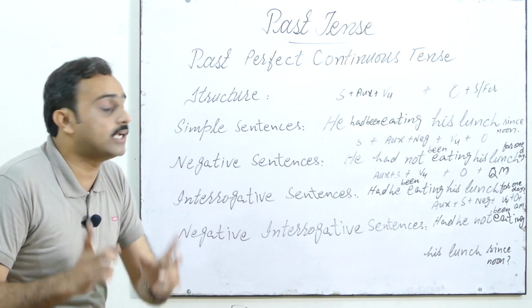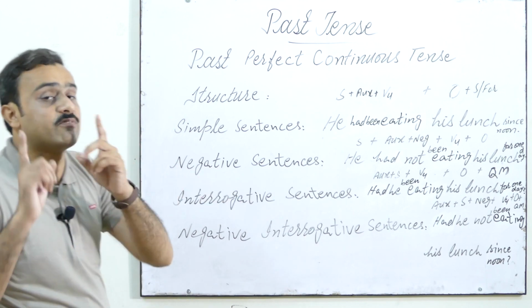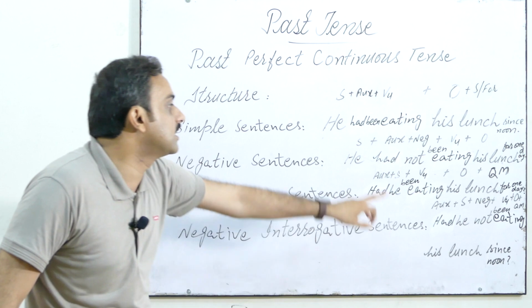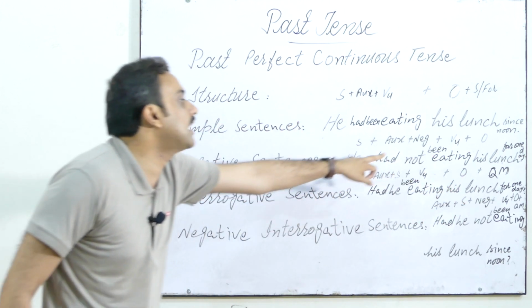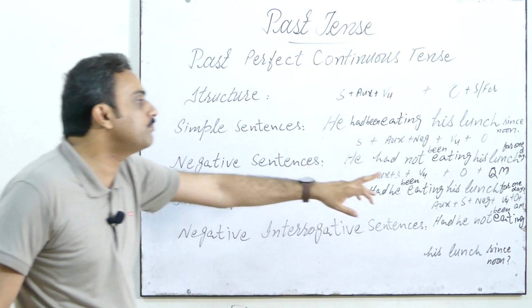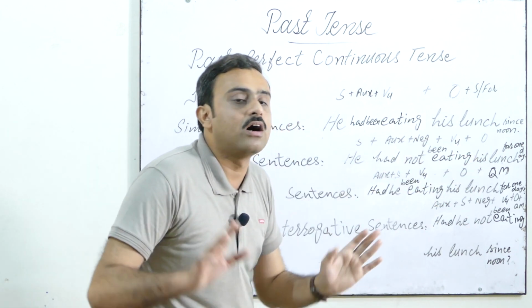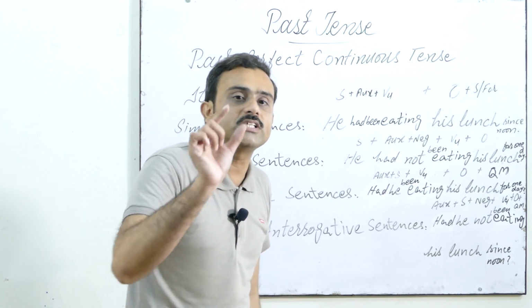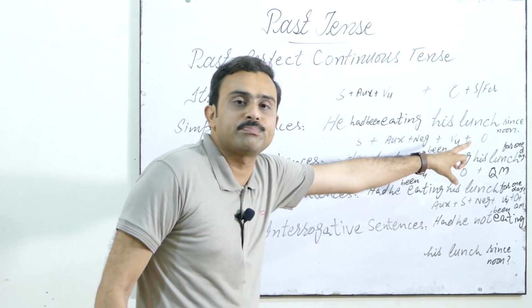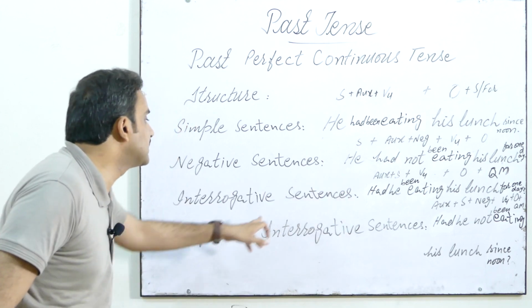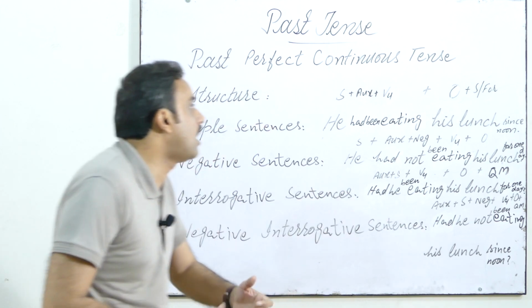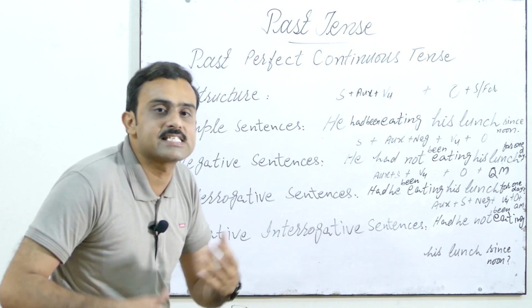In past perfect continuous tense, the first thing you have to remember is that you have to use had and been. In negative, had not been. He had not been eating his lunch for one day. Now the time duration is limited, so we use the preposition for. And then we move towards the interrogative sentences of past perfect continuous tense.